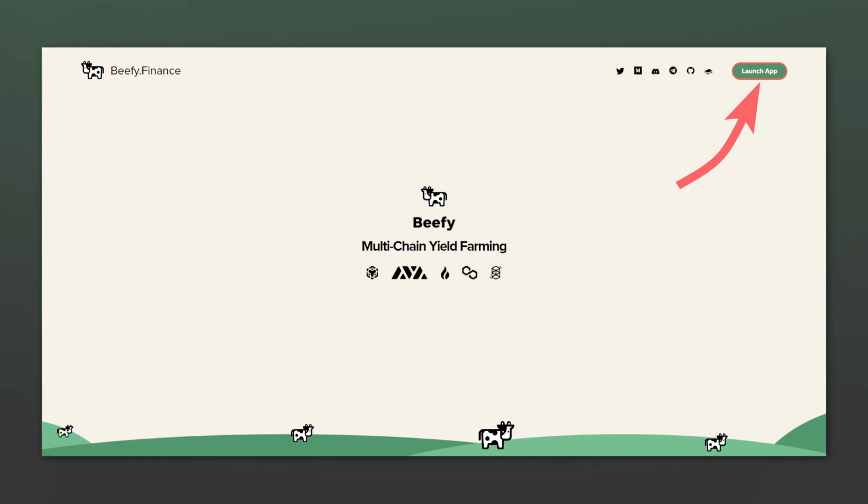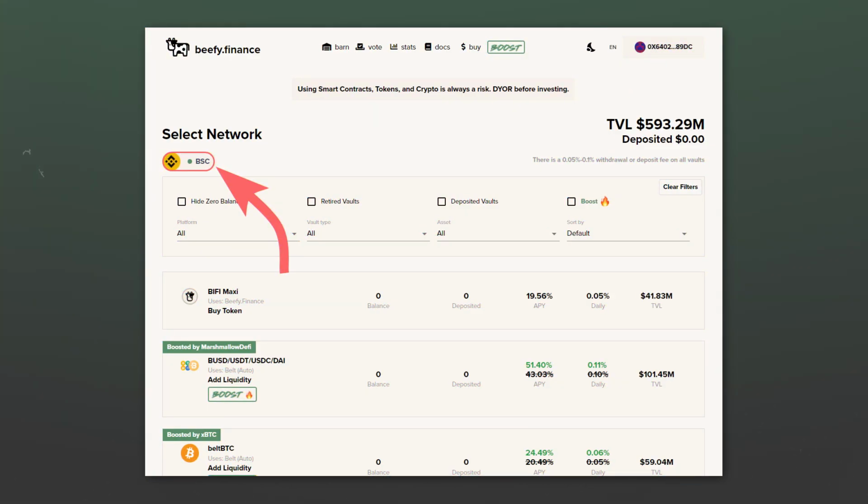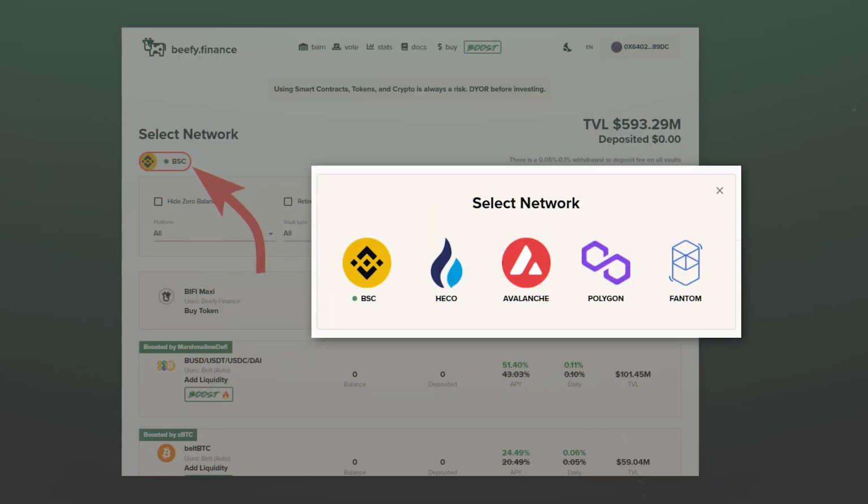To do this, click on Launch app on the main page of the site, the link to which you will find in the description, and then on the wallet, and connect your wallet. Since BIFI works with several networks, you can change the network by clicking on the current one and choosing the desired one from those proposed, of which there are 5 at the moment.